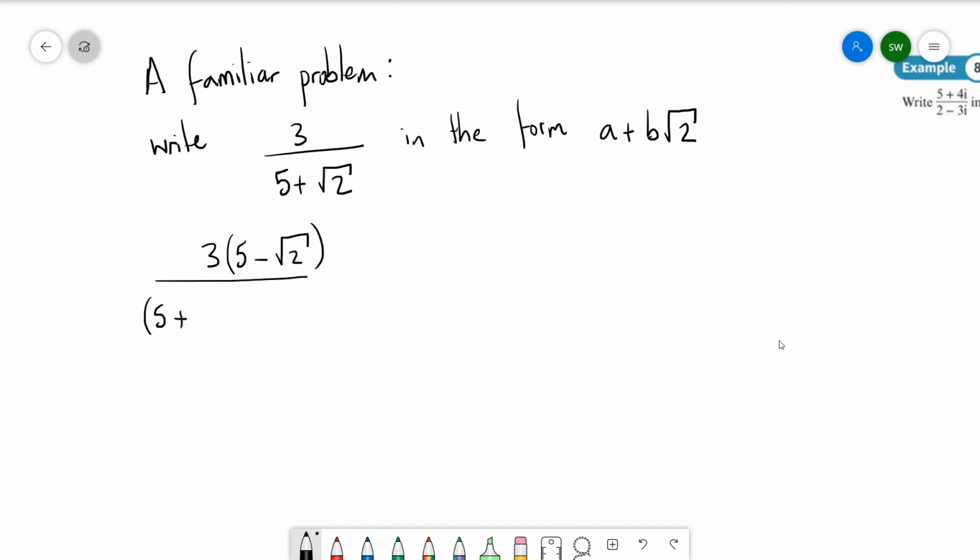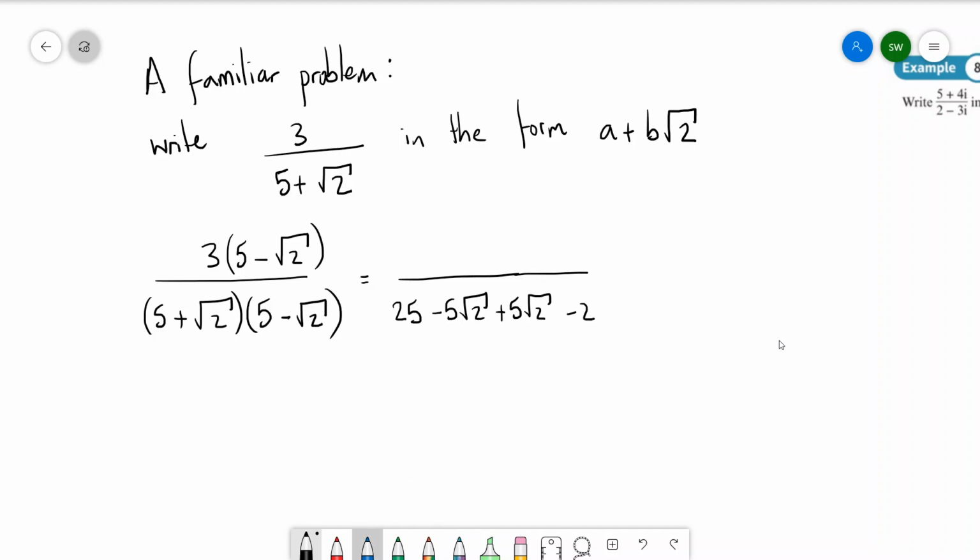And the reason why we do that is because when we multiply the denominator by 5 minus root 2, we get a number without a surd in it. In this case, if we multiply the denominator, simplify the denominator, we'd get 25 minus 5 root 2 plus 5 root 2 and minus 2. And the reason why we've done that is because these terms with a surd in it cancel each other out.